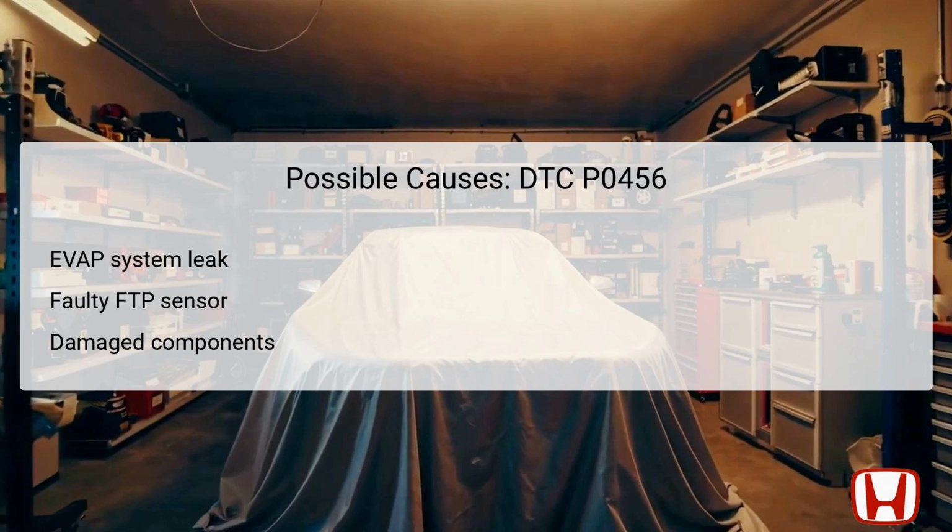There are several potential causes for DTC P0456 to be present. The most common cause is an EVAP system leak, which could arise from various components, such as a damaged EVAP canister or a leaking purge valve. Another possibility is a faulty fuel tank pressure (FTP) sensor. If this sensor is malfunctioning, it may not provide accurate readings to the powertrain control module (PCM), leading to erroneous conclusions about the system's integrity. Additionally, loose or damaged hoses connecting different components of the EVAP system can contribute to leaks. It's important to methodically investigate all these areas when diagnosing the cause to effectively resolve the issue.